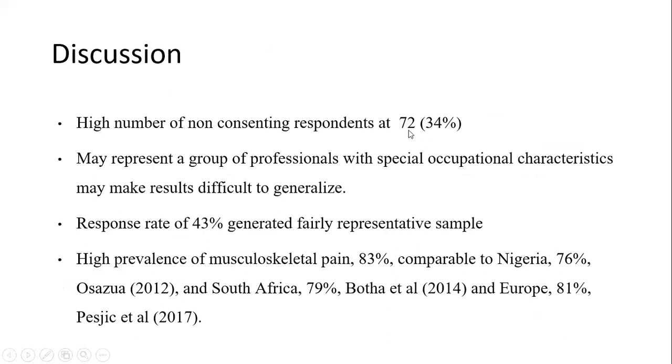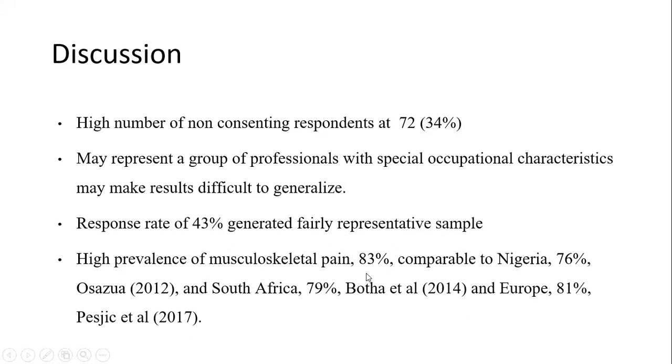We note that there was a high number of non-consenting respondents. Maybe some people did not feel very secure, maybe that information might be identified with them. I'm not too sure why we had a fairly high non-consent rate. Overall response rate was 43%, which I think is fairly representative in terms of the sample size.